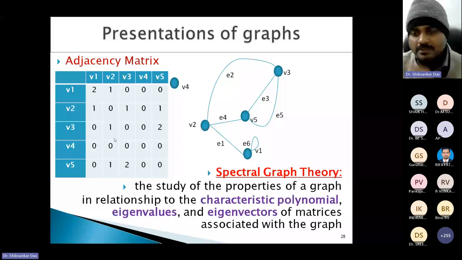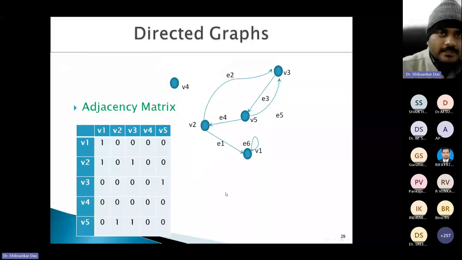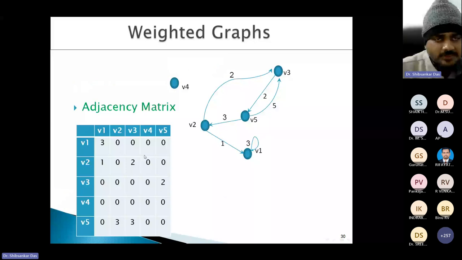Some of this leads to the idea of spectral graph theory, where the graph is represented as a matrix and then several properties of the matrix can be found. From these properties we can say something about the graph. Similarly, if there are certain properties in the graph, can I say something about the matrix or not? These things are studied in an area called spectral graph theory. For directed graphs also, one can find the adjacency matrix, adjacency list and so on. It is a similar kind of idea, so I'm going to skip it.